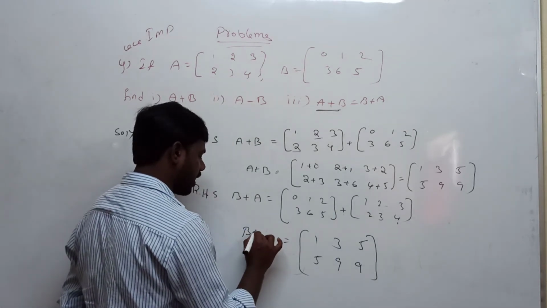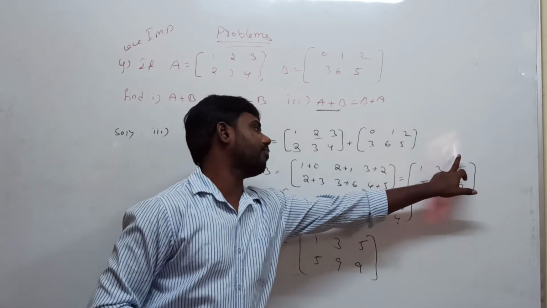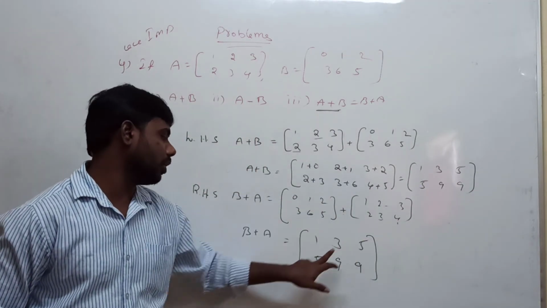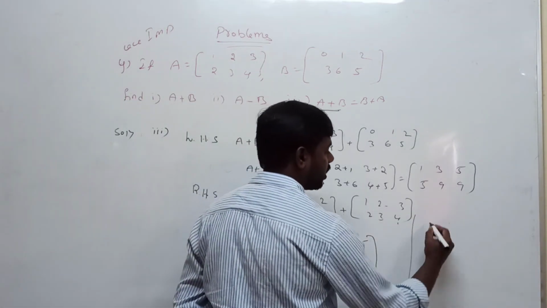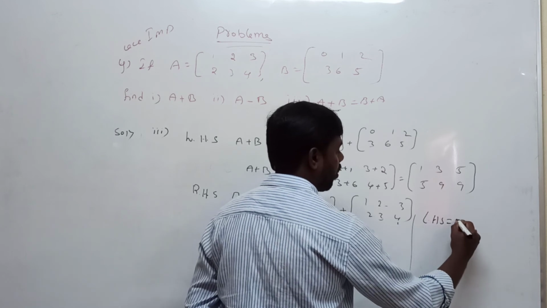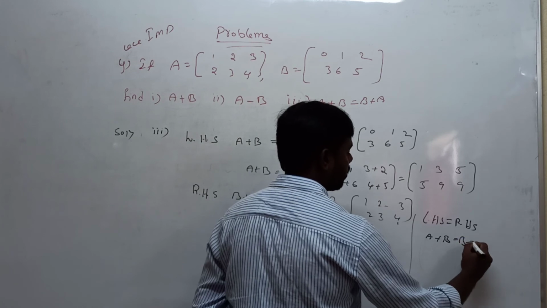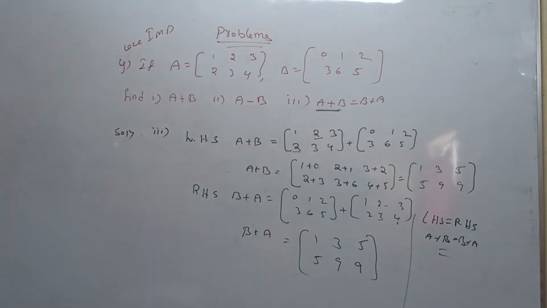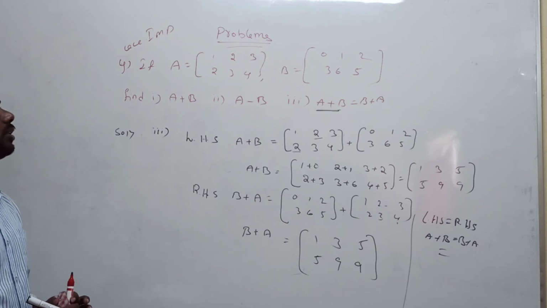Now are both values the same or not? A plus B value is 1, 3, 5, 5, 9, 9. B plus A matrix is also 1, 3, 5, 5, 9, 9. Both are the same matrix. So that's why we write the conclusion: LHS is equal to RHS, and A plus B is equal to B plus A. Both matrices have the same elements. So everyone understood how to add two matrices and how to subtract two matrices. I think everyone understood this concept.